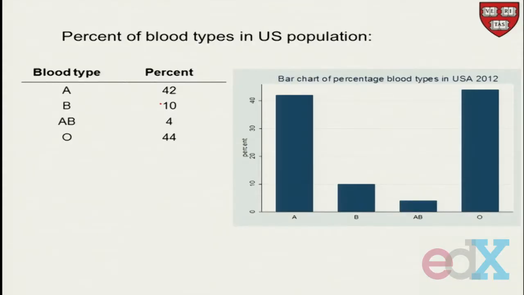And here's a bar chart. And it's pretty much what it says. You draw a bar over the label. So there's the bar for A, there's the bar for B, there's the bar for AB, and there's the bar for O. And the height here is 42 because that corresponds to the percent. So the height is the percentage. And so there we have it. We can see the distribution of these 4 blood types in the population.